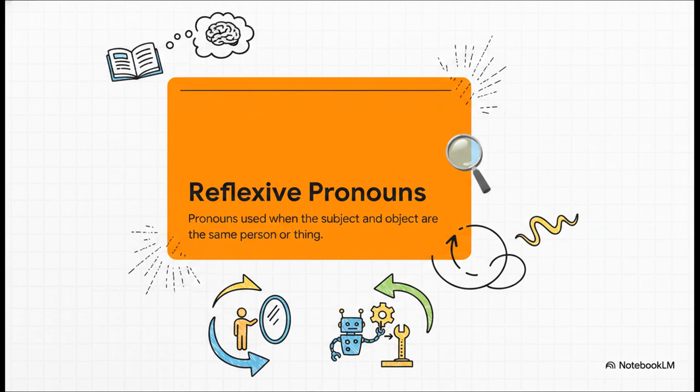Okay, let's lock this definition into your memory. Reflexive pronouns are basically just pronouns that refer back to the subject of the sentence. The absolute golden rule here, if you remember nothing else, is that we use them only when the subject doing the action and the object receiving the action are the exact same person or thing. It's like looking in a mirror.